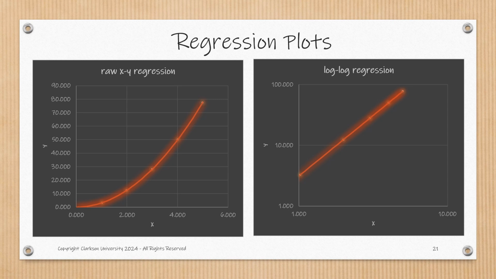Here we see a plot of our data, the raw data in X and Y form on the left, which shows our power relationship. On the right, we've taken the log of y and the log of x, and so it looks like a straight line. Hence, our linear regression model is going to do a great job of fitting this data.